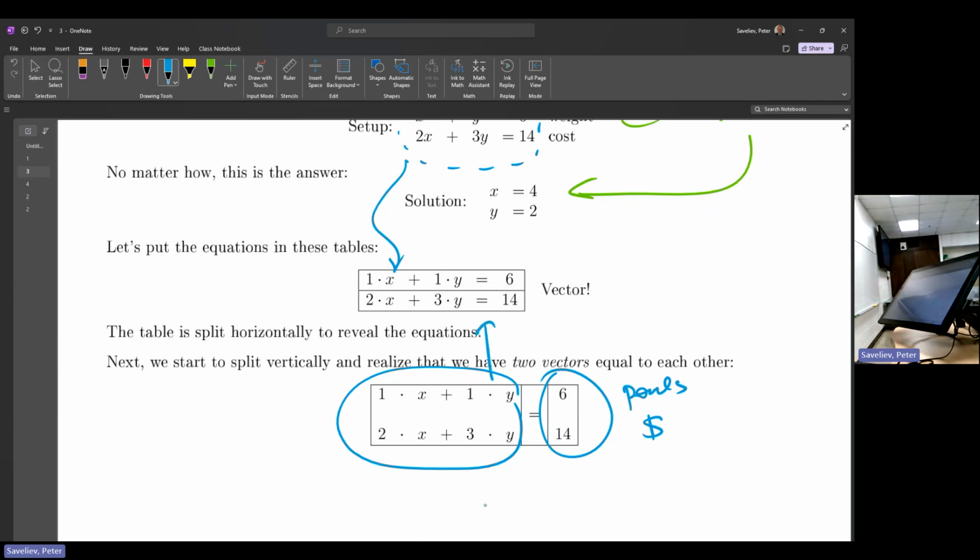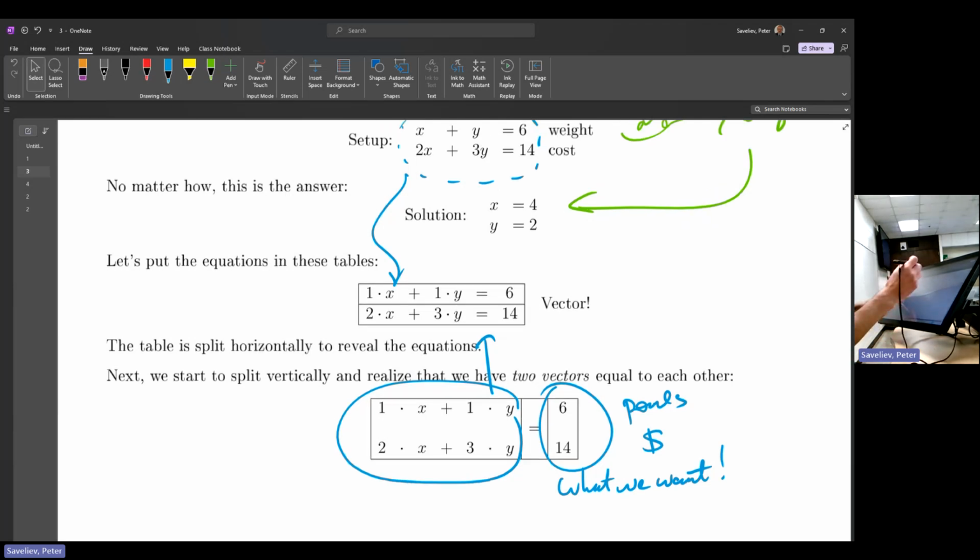Component wise, they're equal. So there are two vectors. What does it mean for them to be equal to each other? It means that the first components are equal, the second components are equal. Okay, so that's what you see at the bottom here. And so once again, 6, 14 is what we want. It is a very, very nice way to combine them into one vector.